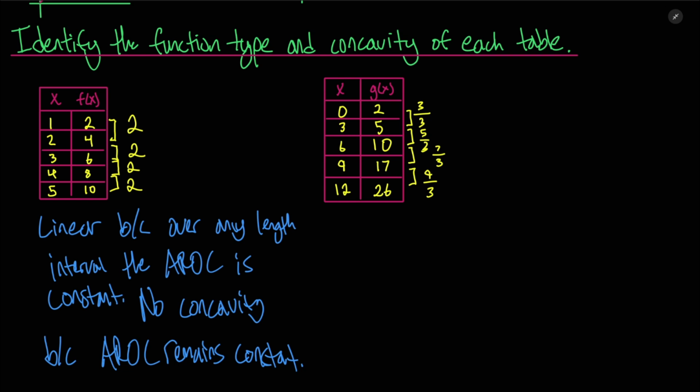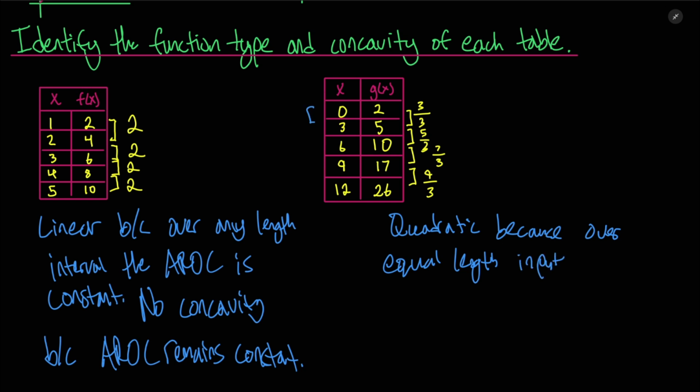So this is actually going to be quadratic. Because over equal length input values, because these are all spaced 3 apart, right? So over equal length input values, the average rate of change, and this is something that you want to pay attention to.